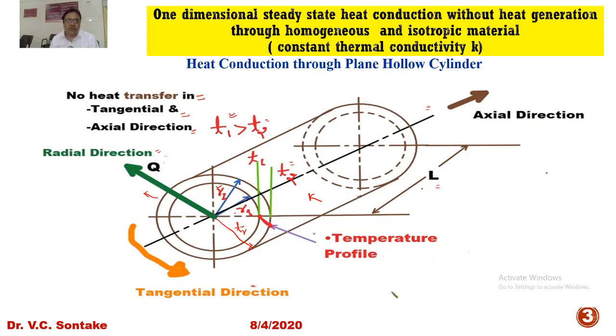Later on we will come to this temperature profile. When heat is flowing from the inner surface to the outer surface, the temperature will change continuously, and the locus of all those temperatures can be drawn, and it will give you this shape. What will be its shape? How does it look? That we will be discussing in subsequent slides.